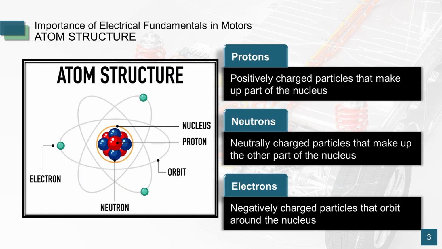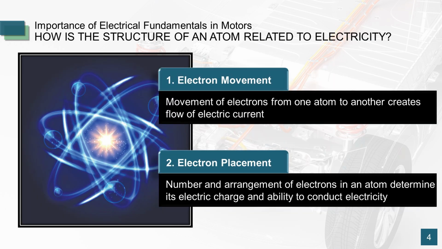The structure of an atom consists of protons and neutrons, surrounded by electrons in orbit around the nucleus. Protons are the positively charged particles that make up part of the nucleus, which is in the center of the atom. Neutrons are the uncharged particles that make up the other part of the nucleus. Electrons are the negatively charged particles that orbit around the nucleus, like the planets orbiting the sun in our solar system. The structure of an atom is related to electricity in two ways: electron movement and electron placement.